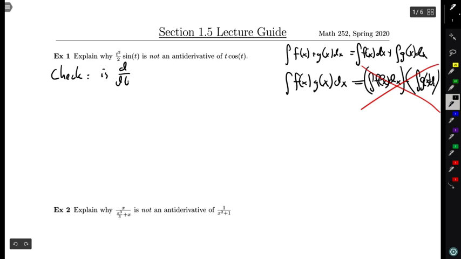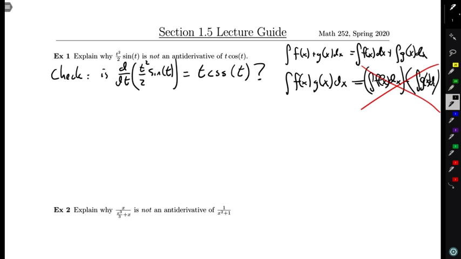Is d/dt of t squared over 2 sine of t equal to t cos t? So what I've written down here is a question, not an equality. I'm not saying that the left-hand side is equal to the right-hand side here. I'm asking whether the left-hand side is equal to the right-hand side. In order to answer it, I'm going to compute the left-hand side and see what happens.